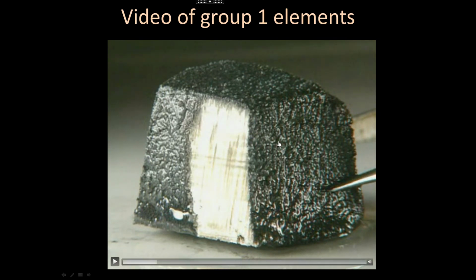Now, transition metals we said are shiny. Alkali metals are also shiny when they've been cut. They tarnish very quickly in air because they react with oxygen to form this kind of grey crust. But when you cut them open, they are shiny. So they share that property with transition metals.